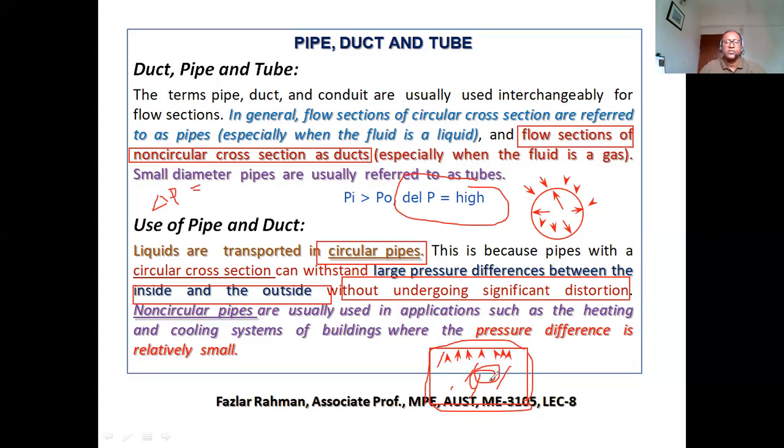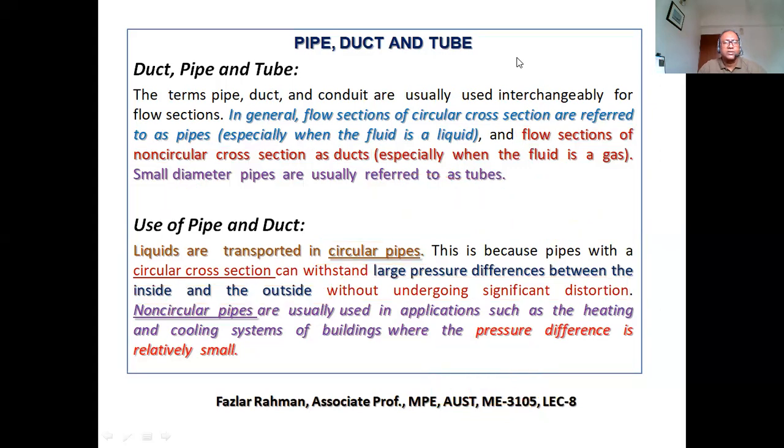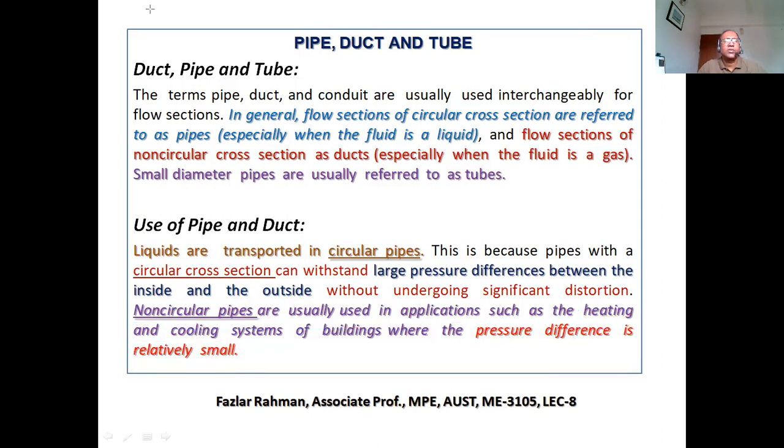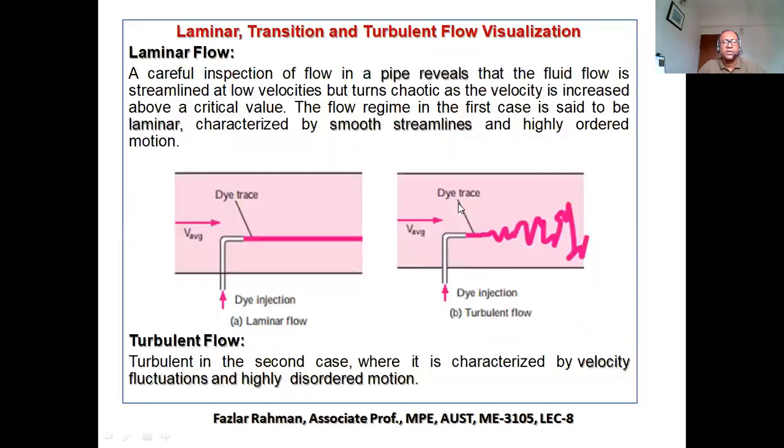That is the reason. So right over here it's saying non-circular pipe or duct is usually used in applications such as heating and cooling of a building, where pressure difference is very small. Okay, so you should remember those things for the exam, also for your job interview. Now, what are laminar flow and turbulent flow? We already discussed it several times.